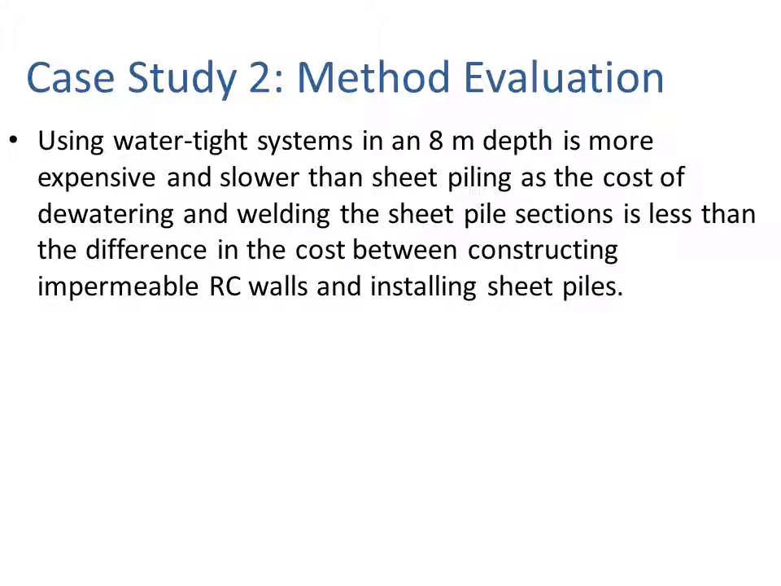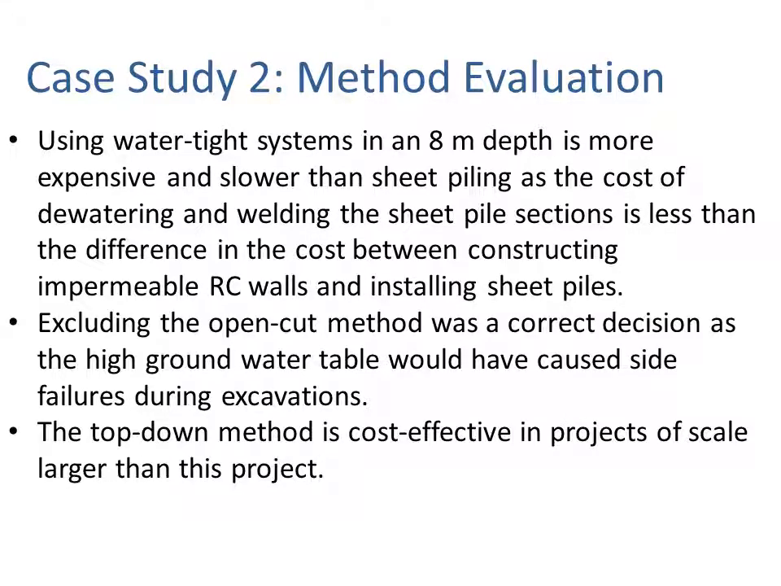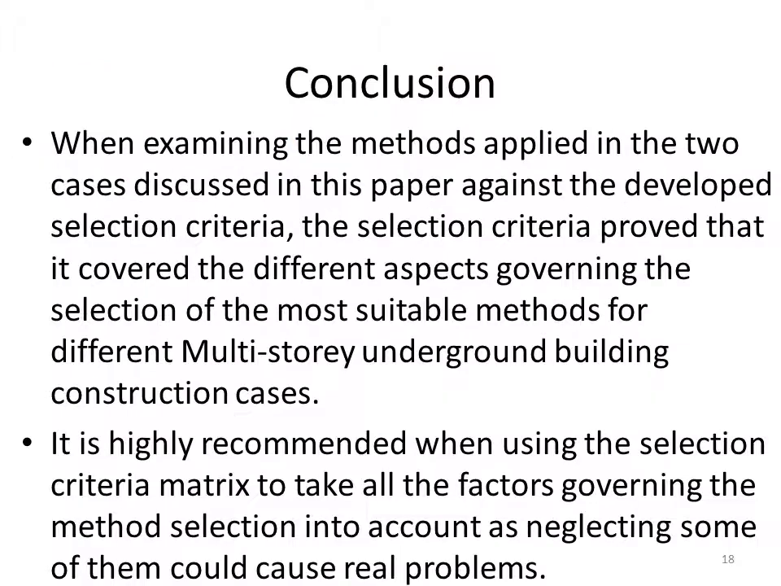Again, using a watertight system in such a case would be very expensive, which is something you don't need. So it's much simpler to use a non-watertight system and use dewatering. Excluding the open cut method was a correct decision because the groundwater table was high and it could cause side support failures. The top-down method is cost effective only in large-scale projects. However, in a small scale like that, it's not cost effective at all. Hence, the bottom-up method was the most suitable alternative.